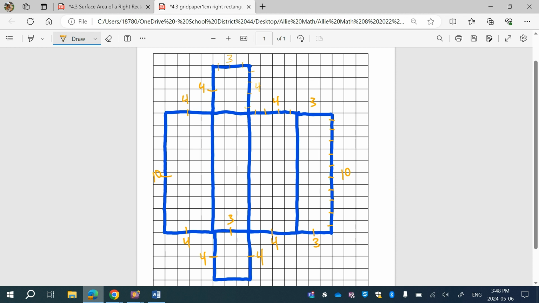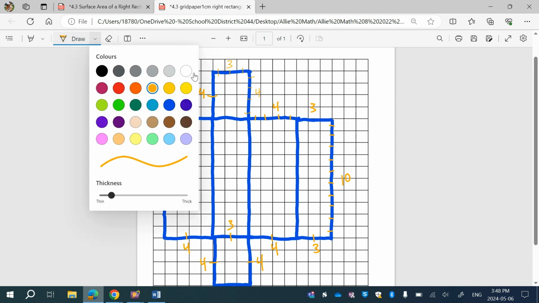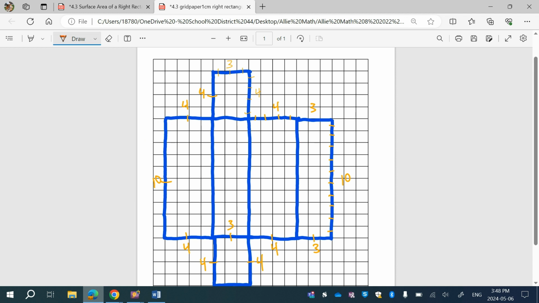And now we're going to go through and calculate the area of each one. So we're going to go length times width. This one up here, we got length times width. 4 times 3 is going to be 12, and you could count them up: 1, 2, 3, 1, 2, 3, 4, 5, 6, 7, 8, 9, 10, 11, 12. That's the area that this space covers up.